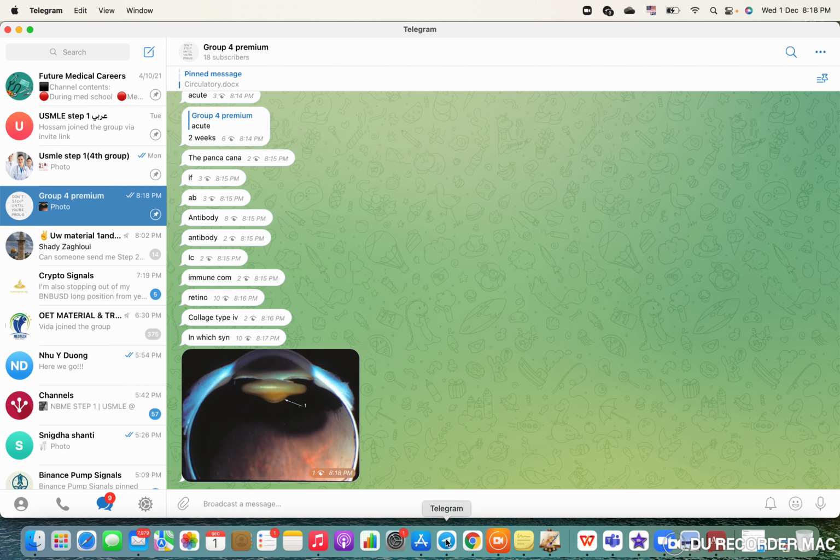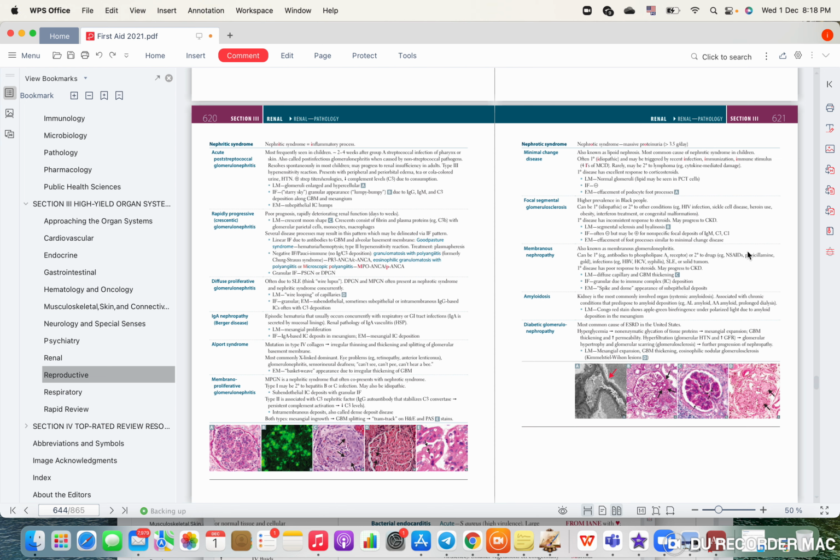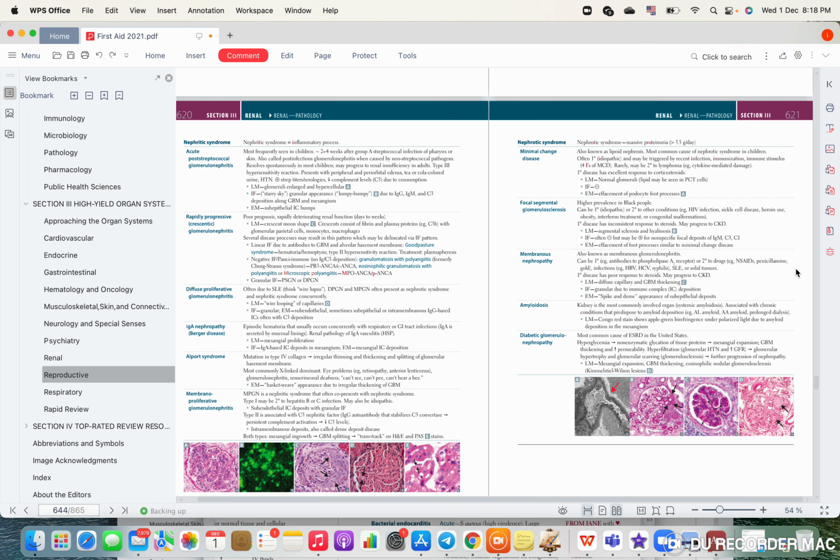Okay, so the next thing we are going to speak about is, can someone tell me please, in case of minimal change disease, which cancer is associated with it? Lymphomas. What are you going to see on normal histology? Lipids or sometimes minimal changes. Yeah, effacement of the podocytes. This is in electron microscopy, not in normal histology.